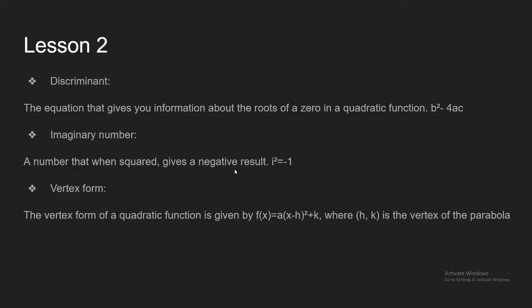An imaginary number is a number that when squared gives a negative result. So they can't really have a number for that, so they have i. So i squared is -1.